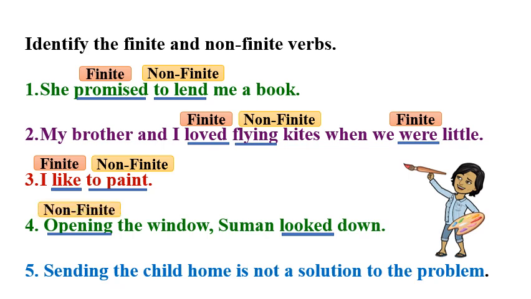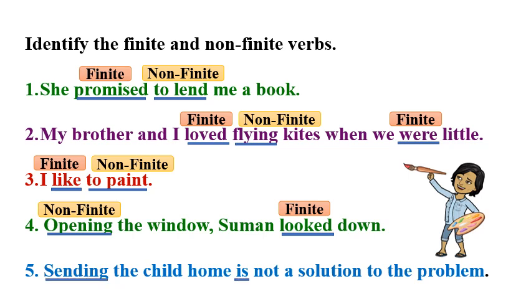It is a non-finite verb. Suman looked down. So who did the action of looking down? It is Suman. And the subject Suman appears right before the verb looked. It has also changed its form from look to looked to show that this sentence is in the past tense. So this is a finite verb.